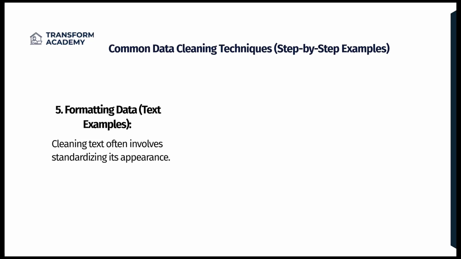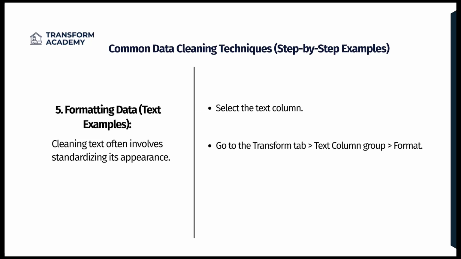Formatting data. Text example. Cleaning text often involves standardizing its appearance. Select the text column. Go to the Transform tab, Text Column group, Format option. Choose an option. Lowercase converts all text to lowercase. Uppercase converts all text to uppercase. Capitalize Each Word converts text to proper case. Trim removes white space characters from the beginning and the end of the text, crucial for fixing invisible spaces that prevent matching. Clean removes non-printable control characters from the text.